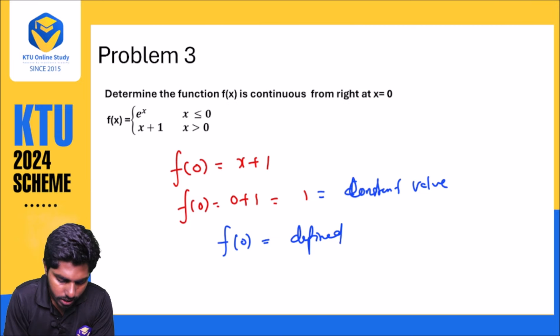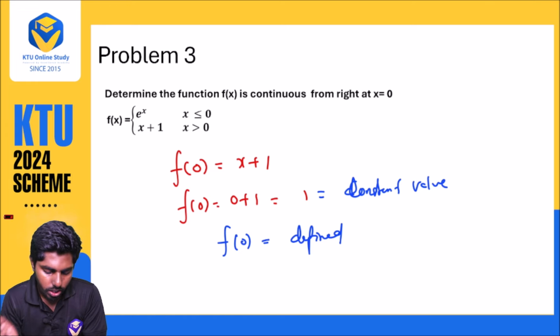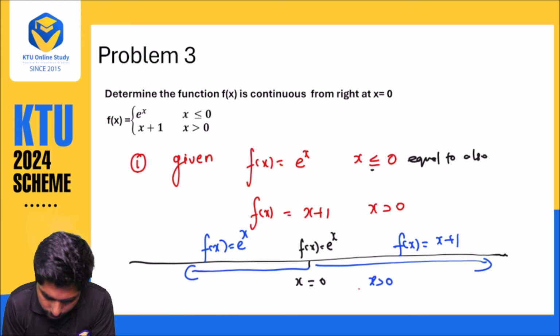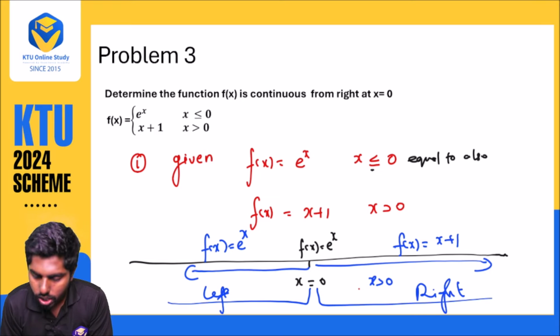Now come to the second condition. What is the second condition? The second condition is that the left hand side limit is equal to the right hand side limit. From the diagram, this is our left hand side limit, the left side, and this is the right side. So we want to check whether both are equal or not.